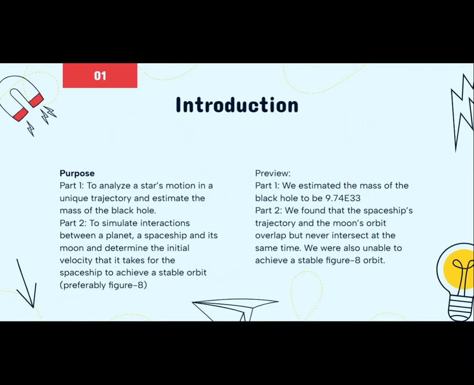A preview of a result is that we estimated the mass of the black hole to be 9.74 times 10 to the 33 kilograms. In the second component, the purpose is to simulate the interactions between a planet, a spaceship, and its moon to determine the initial velocity that it takes for the spaceship to achieve a stable orbit. And in this one, we're preferably looking for a figure 8. We ultimately found that the spaceship's trajectory and the moon orbit overlap but never intersect at the same time. We were also unable to achieve a stable figure-8 orbit.